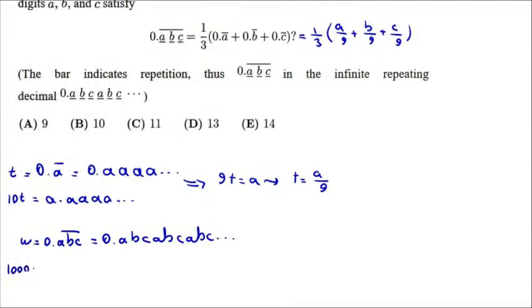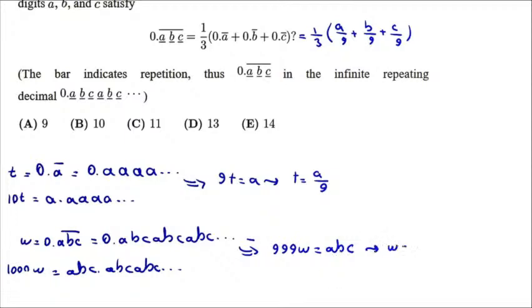And you say 1000W equals ABC.ABC ABC, and so on. If you subtract, 1000W minus W is 999W equal to ABC. ABC is not a product, it's a number. So I write W equals ABC over 999. You can write it like this, to show that it is a number, not a product. So this part will be ABC over 999.